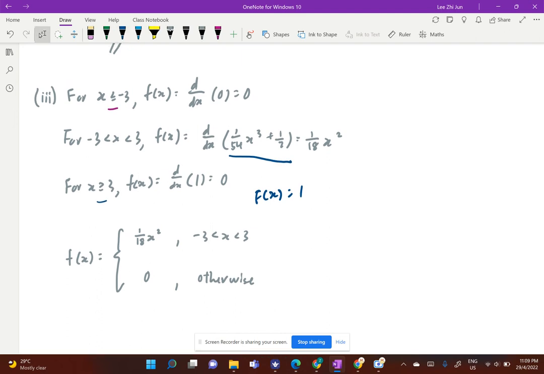So I convert it back. 1 per 18 x squared, for x larger than negative 3, smaller than 3. And 0 otherwise, which means the other numbers other than the values in between negative 3 and 3. For example, 4 or 5 or negative 4, like this.